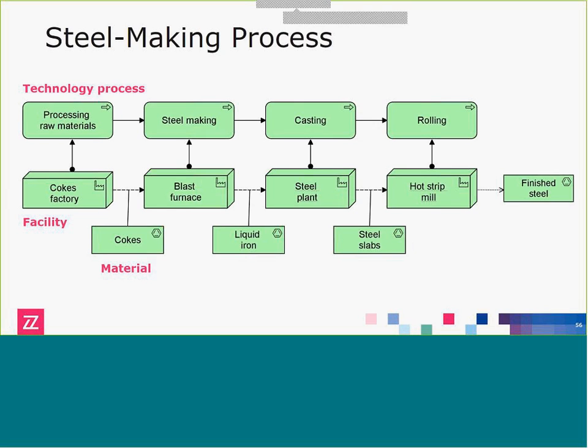We also want to model, of course, the different flows going across. So, for example, the liquid iron is going from the blast furnace to the steel plant, and the steel slabs are then going from the steel plant to the hot strip mill, and that's finished steel coming out of this whole process.